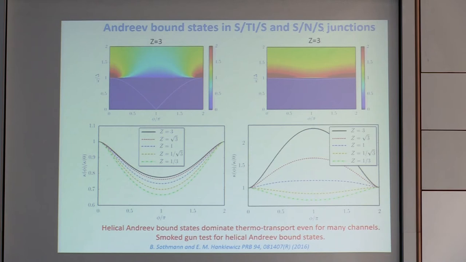But in general, what happens is that exactly for phi equal pi, in the same place where there is a minimum in the Andreev bound states, there is a minimum in the thermal conductance. And this is independent of whether I am considering one or many modes. So actually, this is much more general than the situation for the electrical transport.